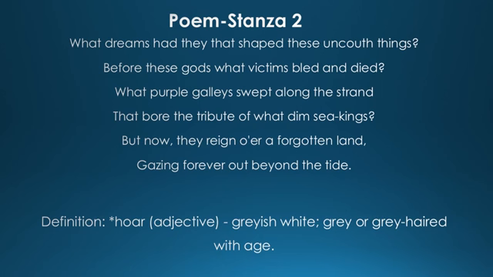So they're just busy looking out at the tide because they're idols, obviously. So they can't actually look. So this is personification. Okay, but it's just because they are facing the tide. Then we've got the definition of hoar, and it's grayish white, grey, or grey-haired with age. Okay, good. Let's look at the questions.